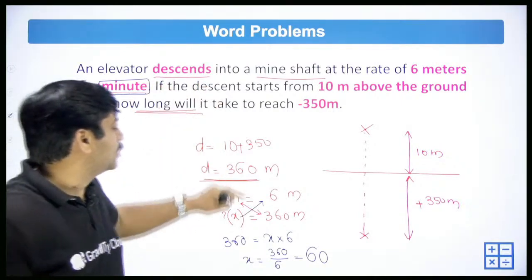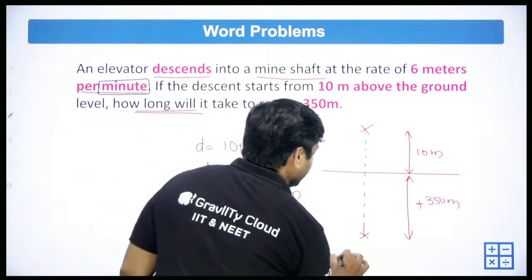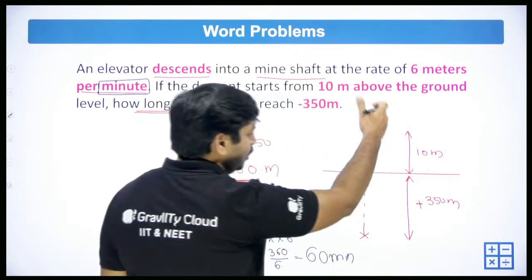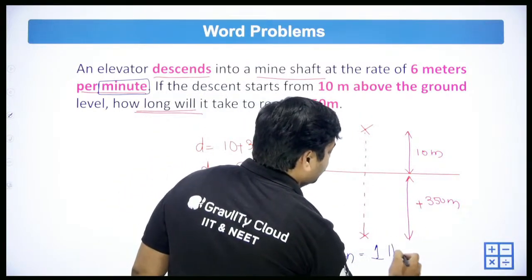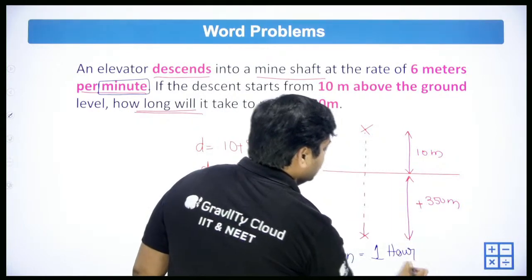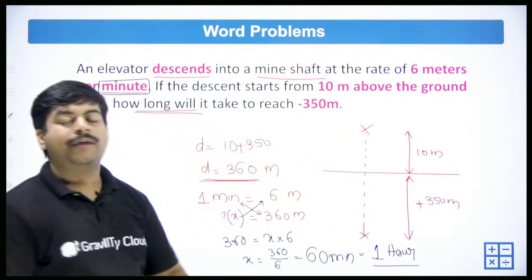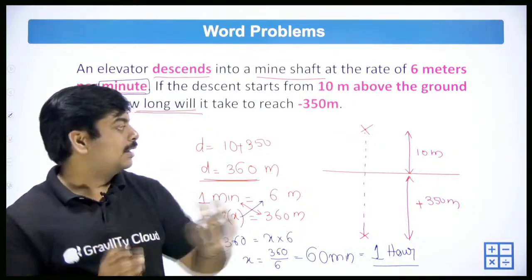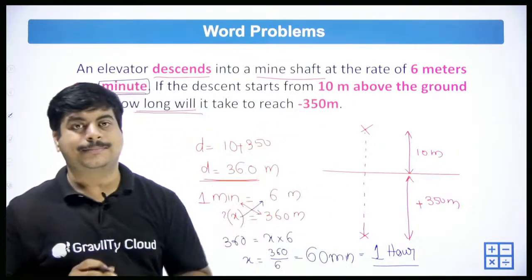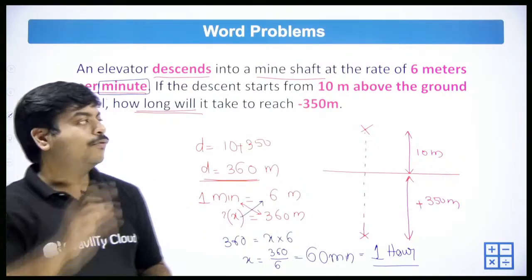So it is minutes. So 60 minutes it will take to travel till minus 215, which is equal to 1 hour. 60 minutes or 1 hour, both are the same. That is the total time it is taking to travel all this distance. Right? Let's move on to the next question.